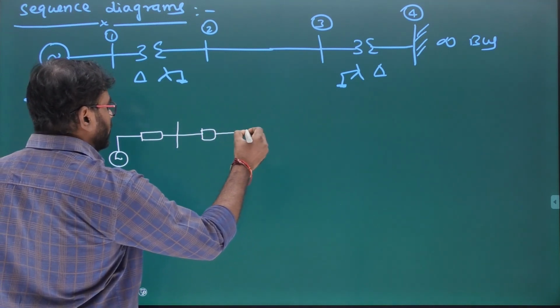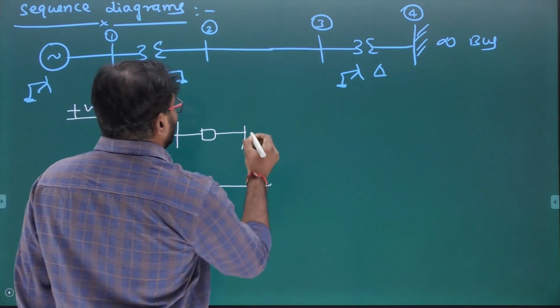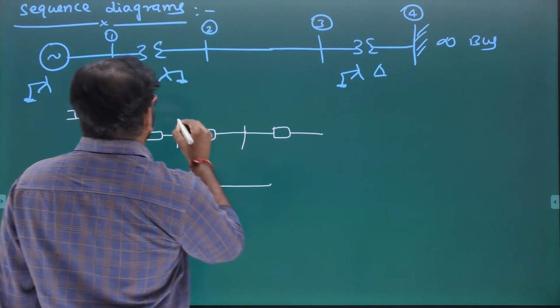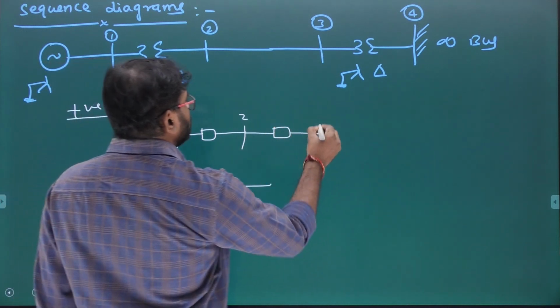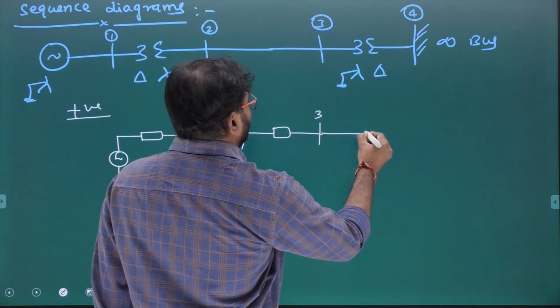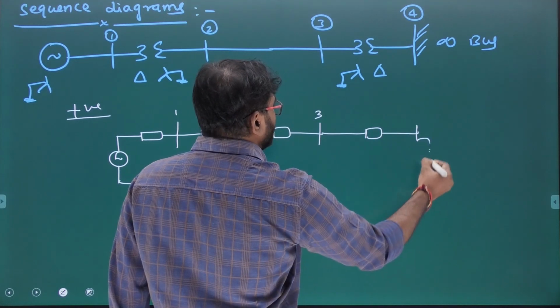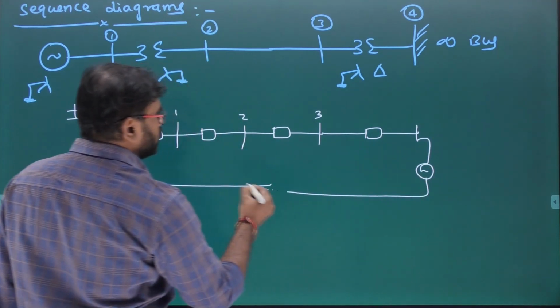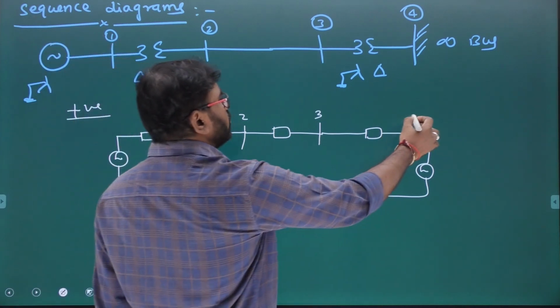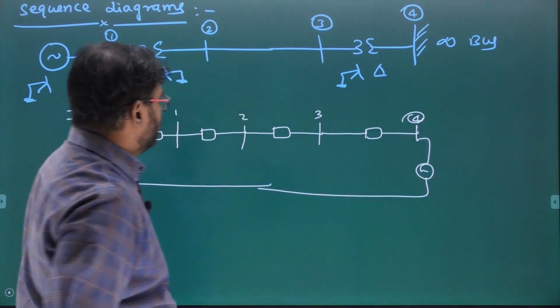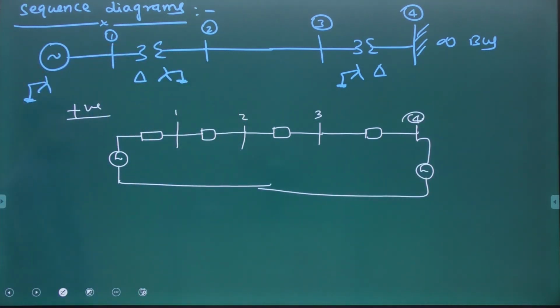Per unit only we are drawing this. And then transmission line, simple series impedance. And after that, infinite bus. Infinite bus is represented with a voltage source. That's it. Nothing else. Clear? This is the positive sequence diagram.